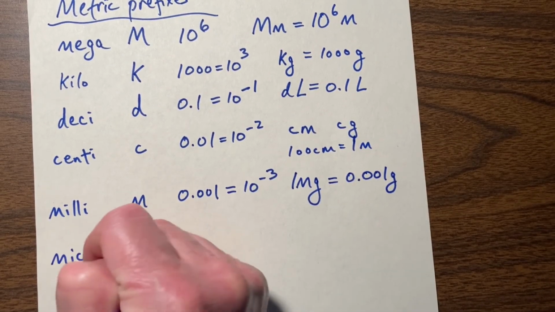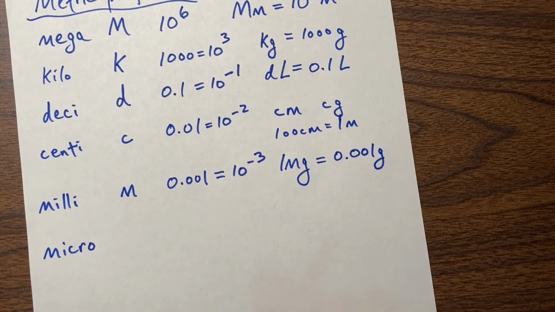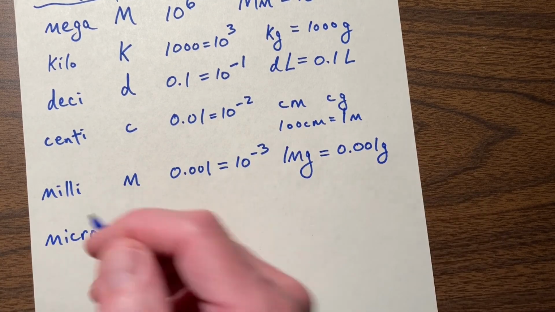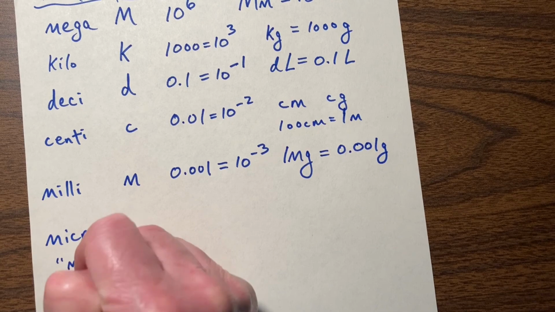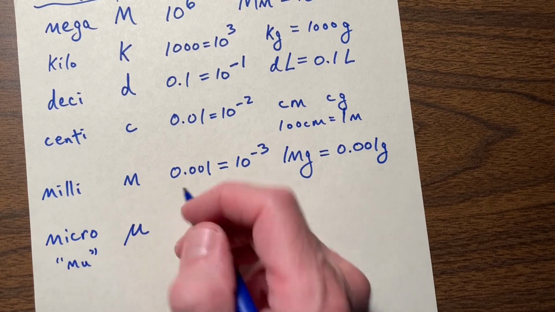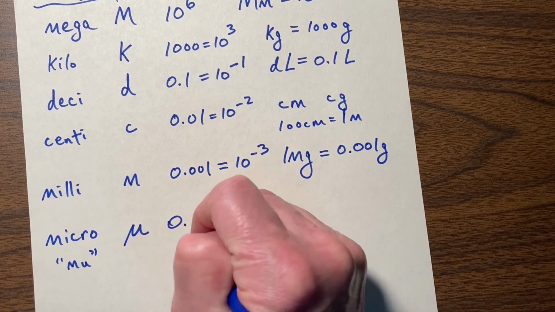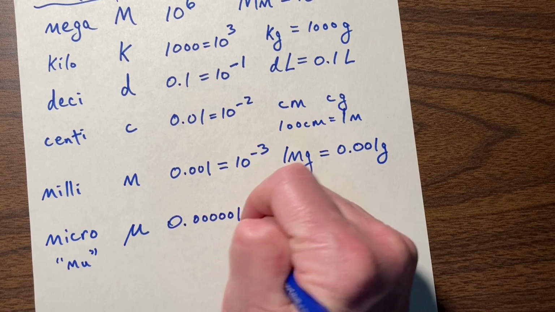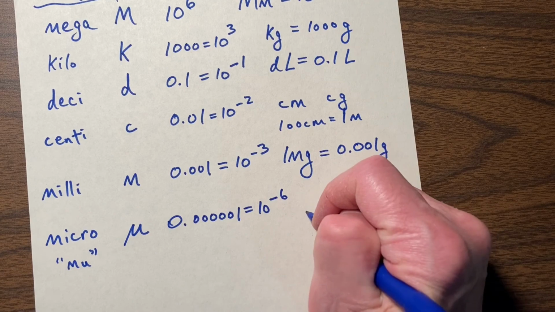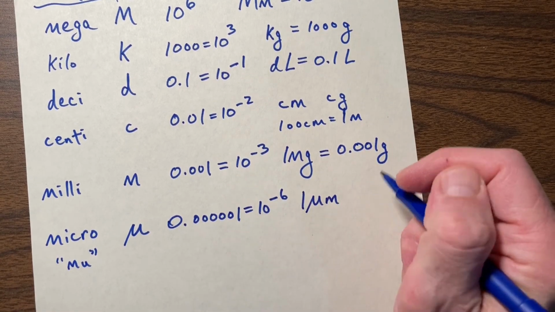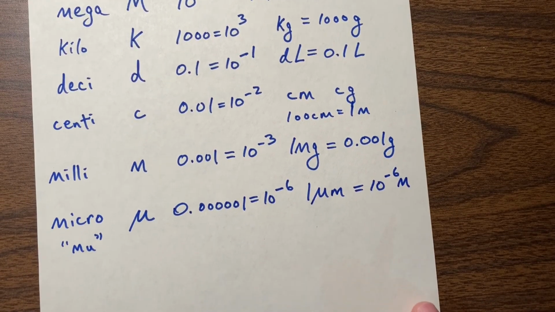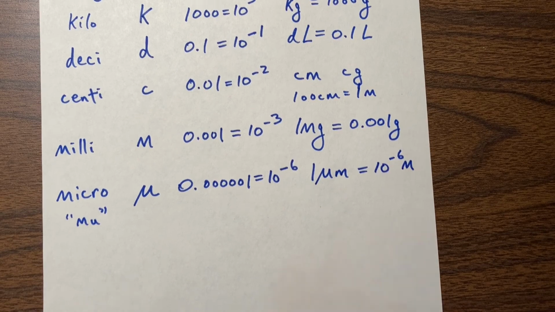Micro, now we're going into the really small. Micro has an interesting symbol. We already used M for milli, so we use the Greek letter called mu, which looks like a U with a little curl on the front. That's 1/1,000,000th of something, so 5 zeros and a 1, which is equal to 10 to the negative 6th. Where would micro be useful? Like in the length of something, a micrometer. 1 micrometer, written like that, is equal to 1/1,000,000th of a meter. A micrometer would be like the width of a human hair or something like that.